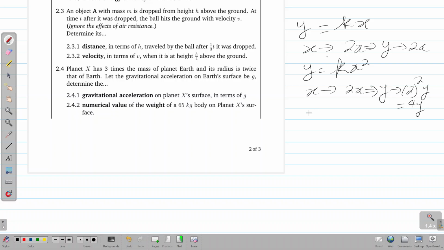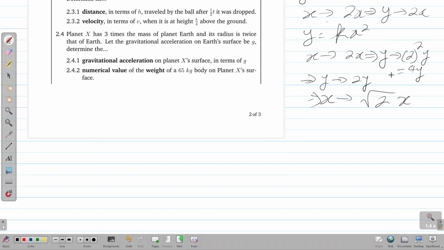And this also implies that if you were to double y itself, then how will that affect x by this relationship? This means that x would be the square root of 2 times the original x. So that's what we're doing here.